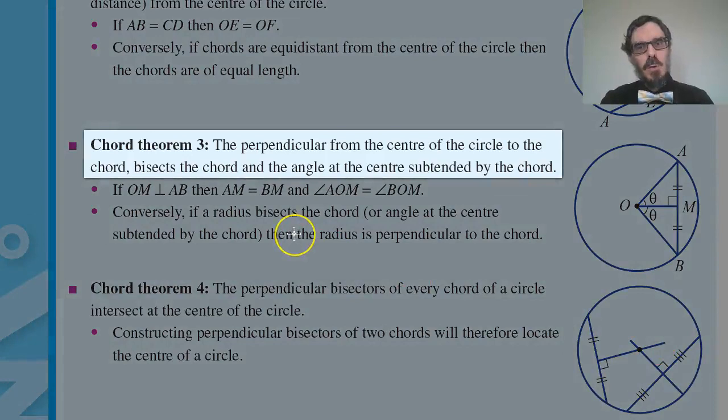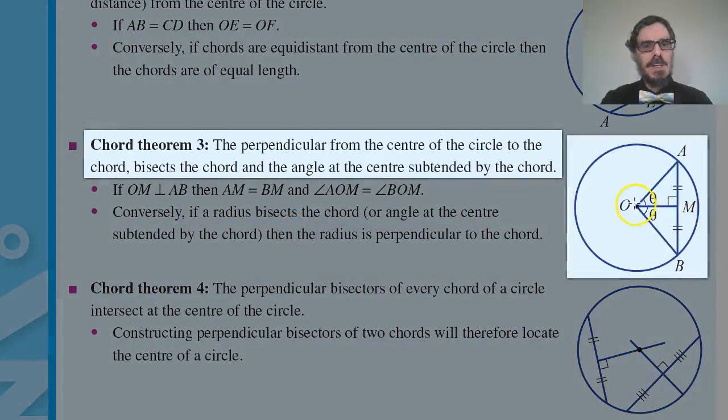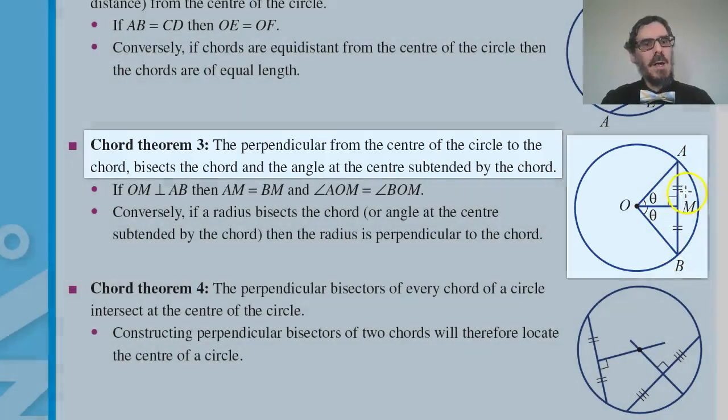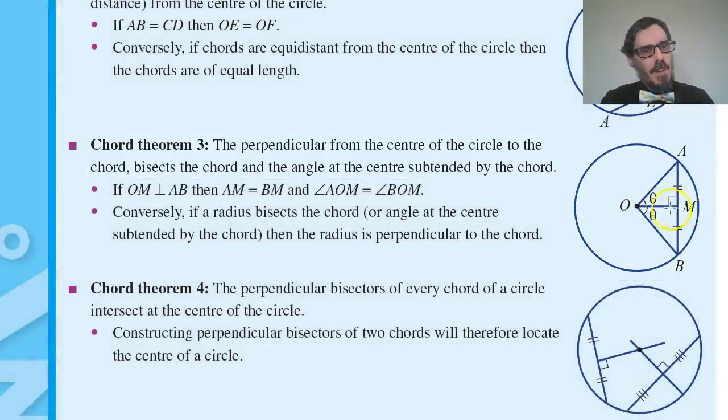The third chord theorem says that the perpendicular from the centre of the circle to the chord, it's perpendicular to that chord, bisects the chord, cuts the chord in half, and also bisects the angle at the centre subtended by that chord. So, if it's perpendicular from the centre to the chord, then it's cut the chord in half and it's cut that angle in half.